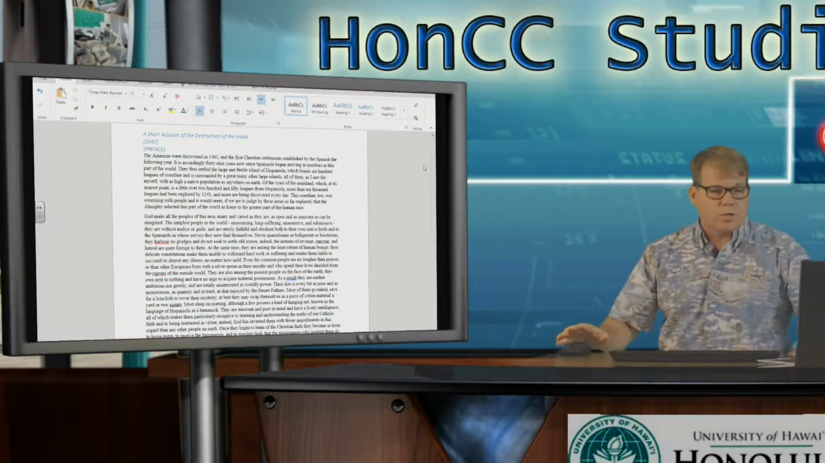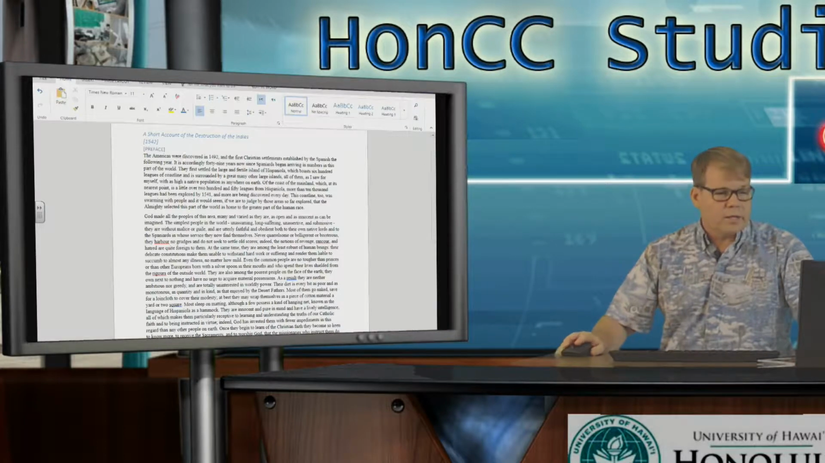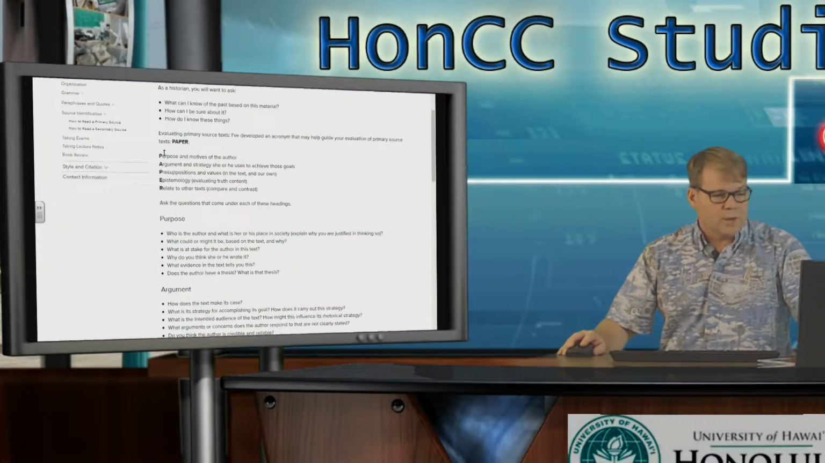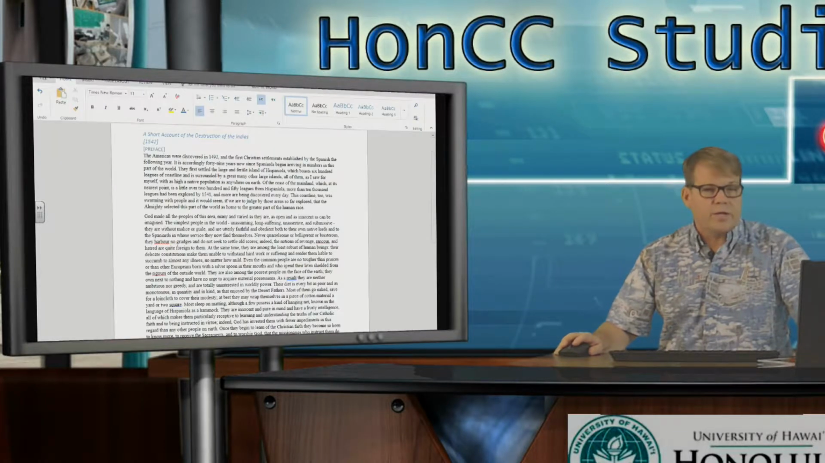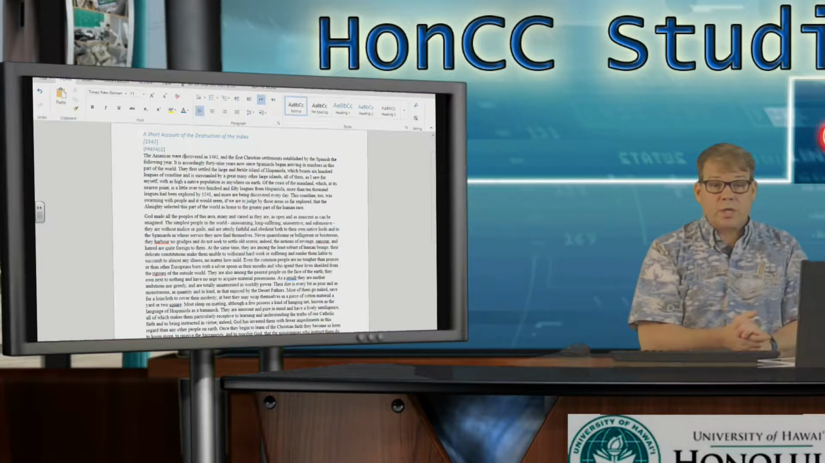read it using the method that we talked about in the How to Read a Primary Source video, which was, remember, paper: purpose and motives of the author, argument and strategy that she or he uses to achieve those goals, presuppositions and values in the text, epistemology, and relate to other texts. So there's plenty to dig out in here, and I think it's time that we just get started.